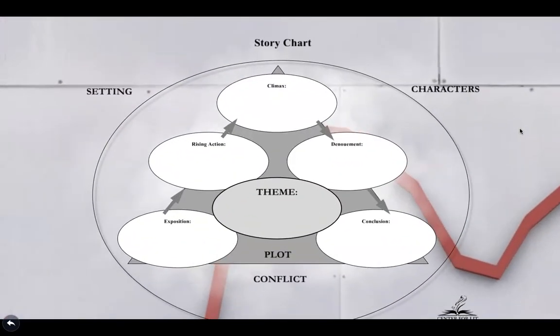So now, how do these things work together? This is where we really begin to critically analyze literature. We've talked about the road: the exposition, rising action, climax, denouement, and conclusion. And then we've talked about the engine driving all of it, the conflict.